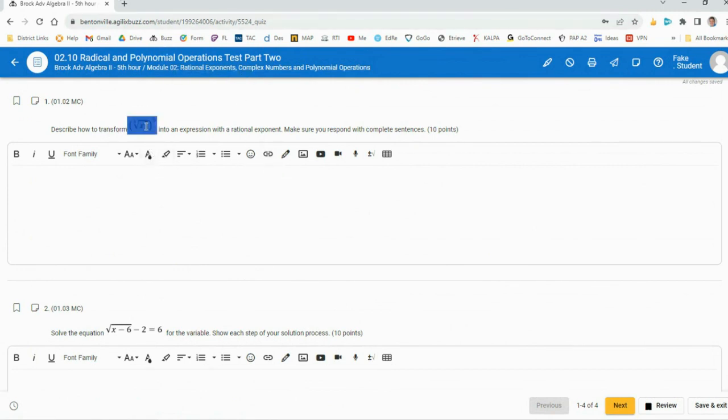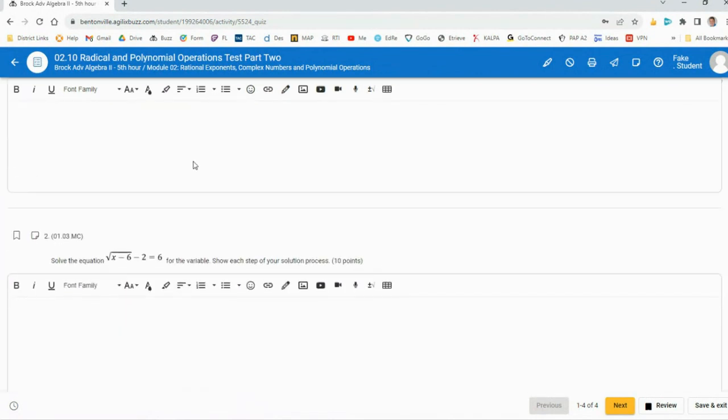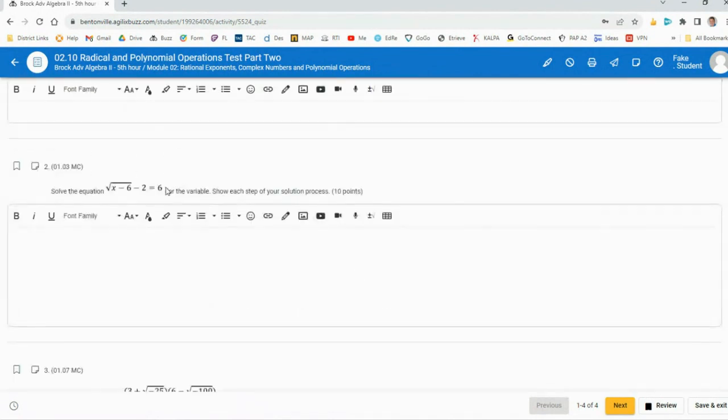Describe how to transform this into an expression that has a rational exponent. So if you just actually do the steps, I can see what you're doing. That's a good enough description, but don't leave out any steps. Show how to change that. Add whatever description you feel you need.